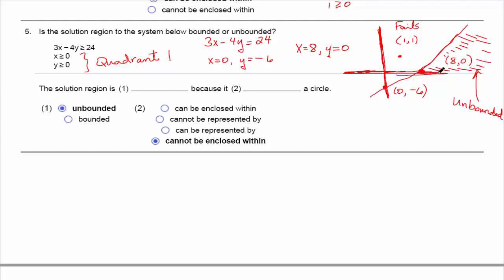So again, we are in quadrant 1, and the question is, does this side work or this side? Well, I tried the point 1, 1. Plugging in 1 and 1, 3 minus 4 is minus 1, and is minus 1 greater than or equal to 24? No. Therefore, the opposite side works, and you notice this thing goes out this way forever, and so it is unbounded.